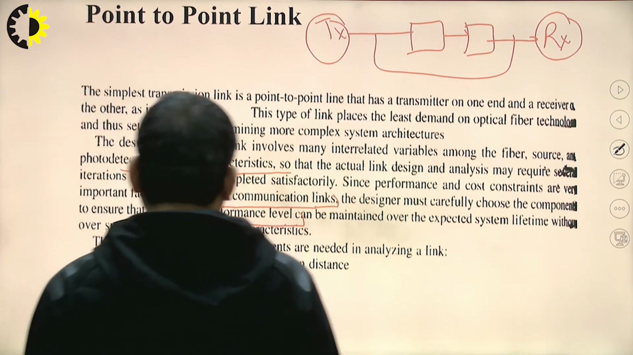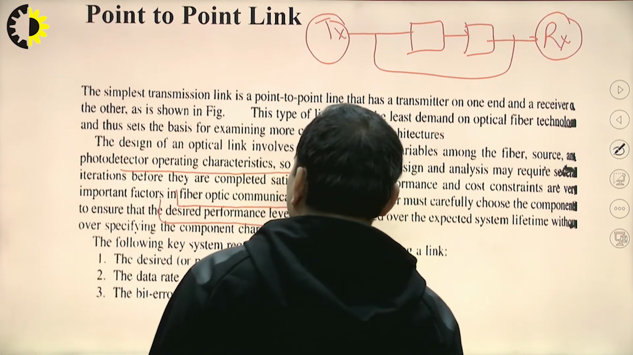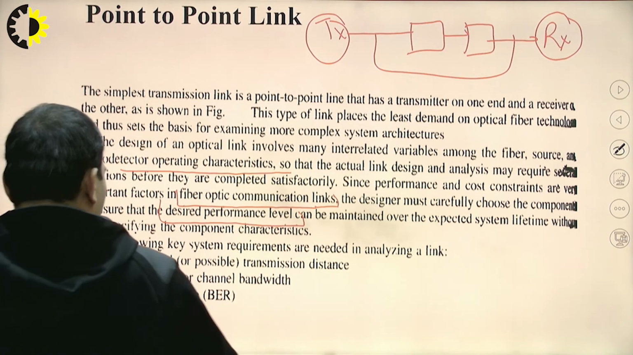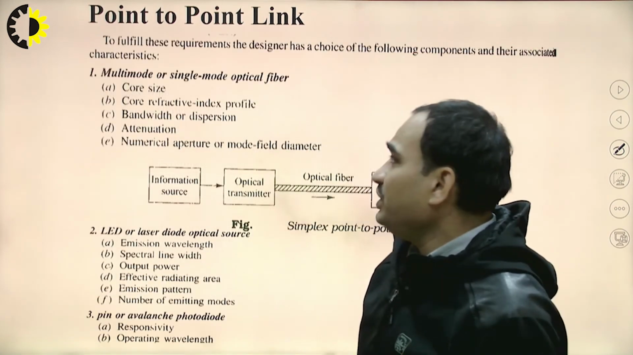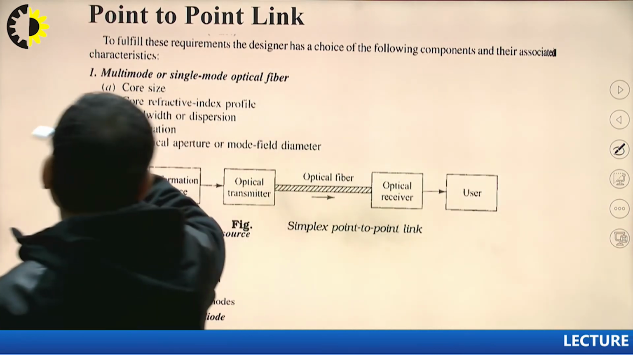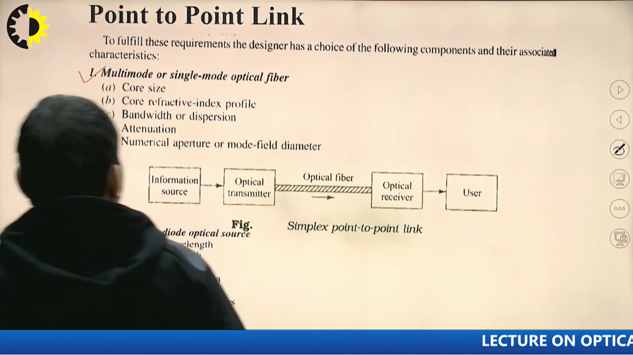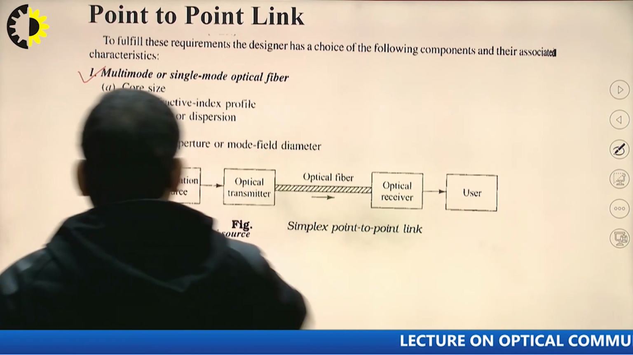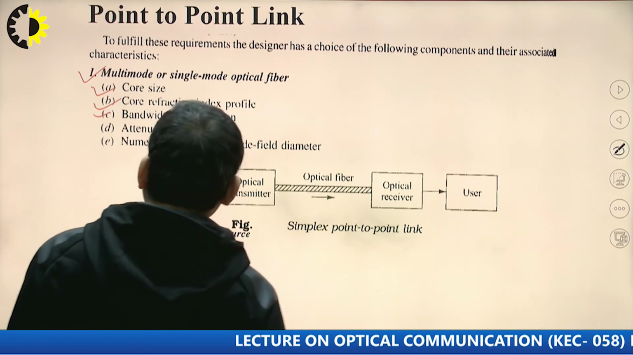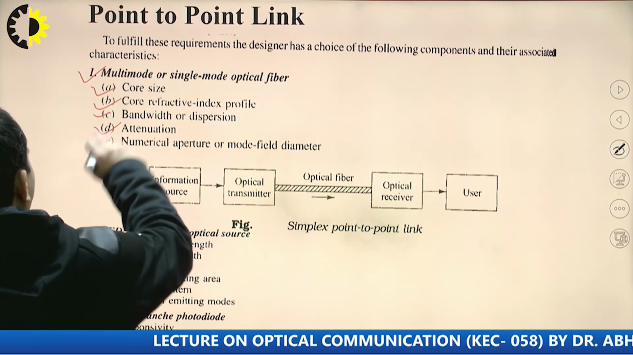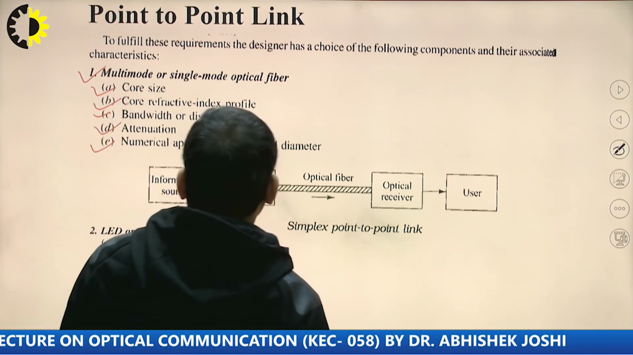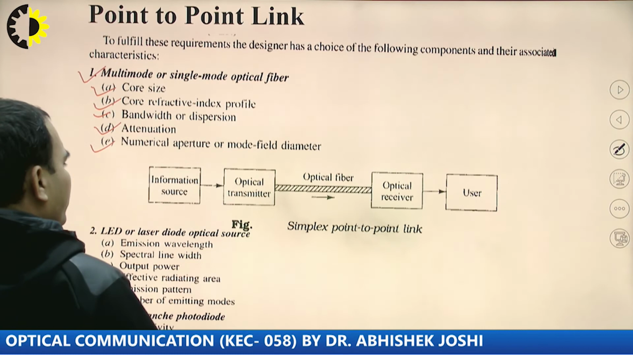So there are a few key system requirements. The first one is the desired transmission distance, the second one is the data rate, and the third one is the bit error rate, that is BER. In this we have to first examine which fiber we need. It may be a multi-mode fiber or a single mode fiber. What should be the core size? What should be the core refractive index? What should be the bandwidth or the dispersion, the attenuation, and the numerical aperture? These parameters we have to identify, and only then can we decide which fiber to choose.